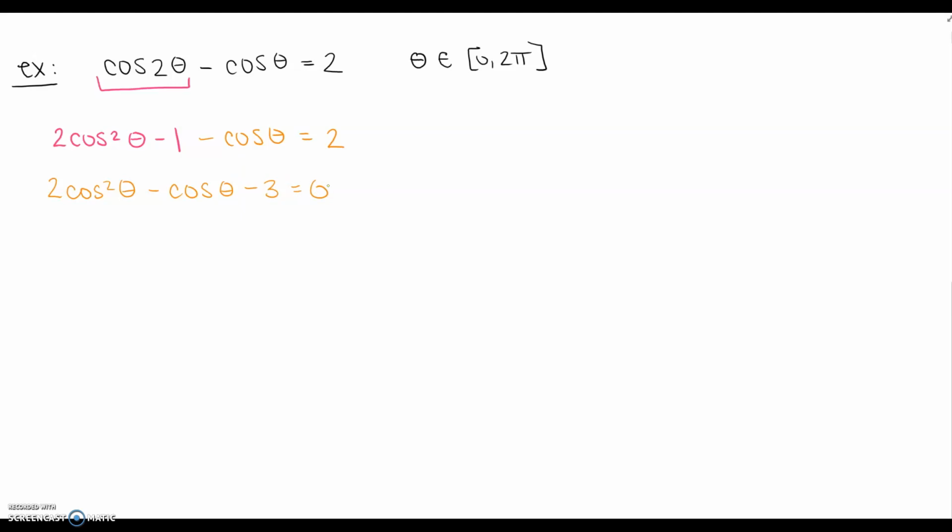Now, hopefully, because you see we've got 3 terms, and the first one is squared, we are hopefully thinking of u substitution. If you are, great. If you're not, well, I just said it, so now you're probably thinking about it. So we can let u equal cosine.